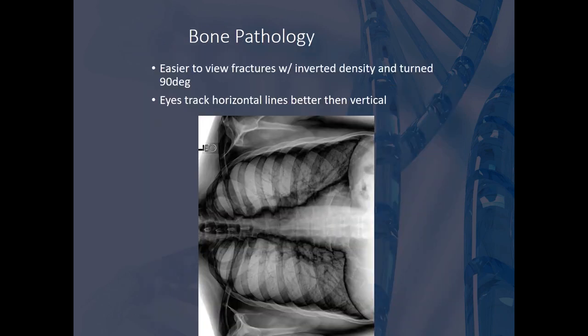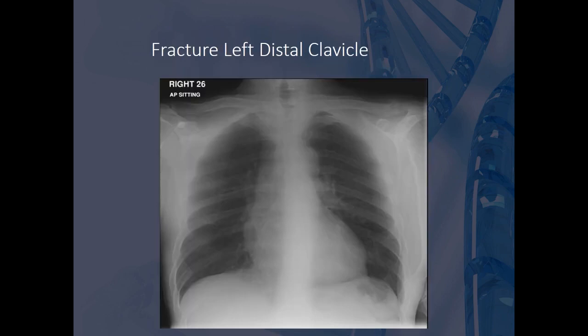So we talked earlier about bone pathology. In relation to a chest x-ray, if you turn it 90 degrees and invert the density, it's easier to see some long bone fractures. We can apply this when we look at metatarsal fractures as well by doing the same on a foot film. Here is an example of a left distal clavicle fracture.